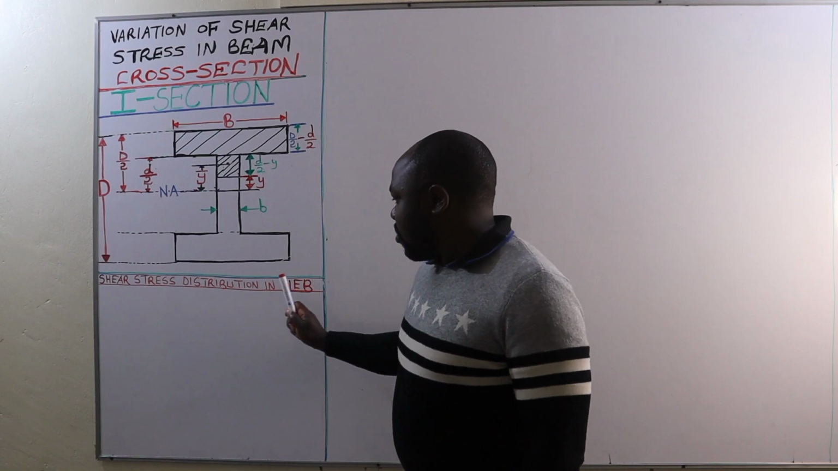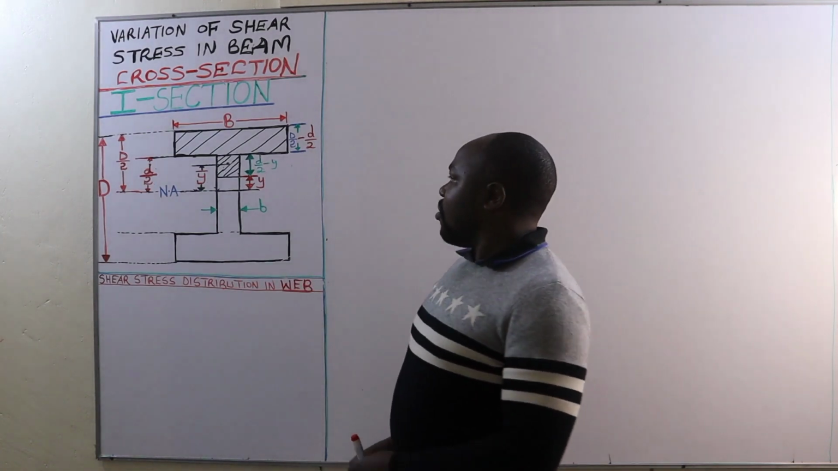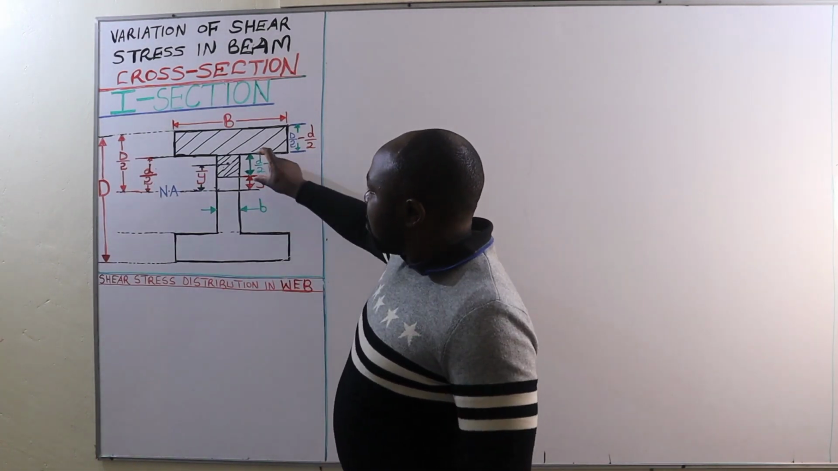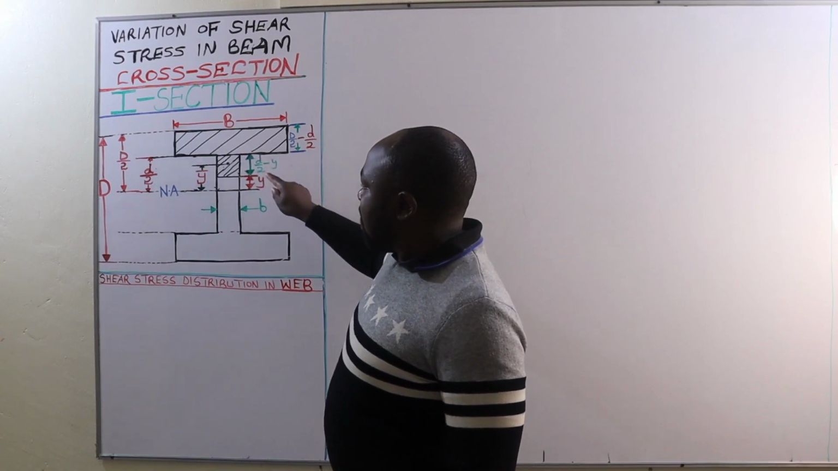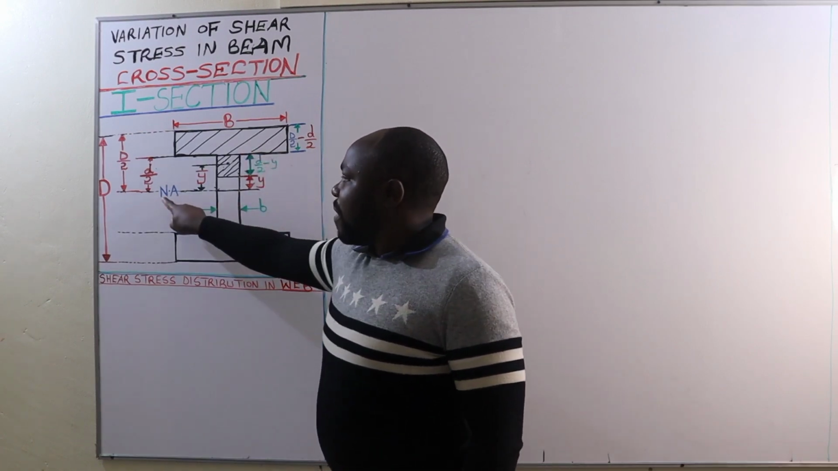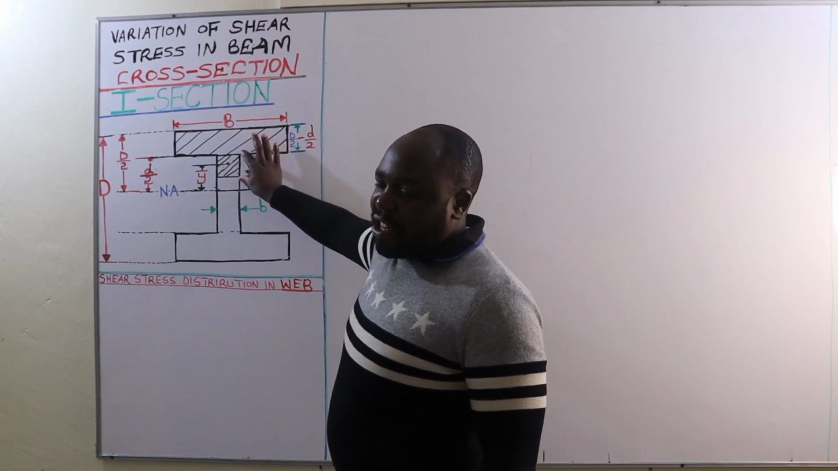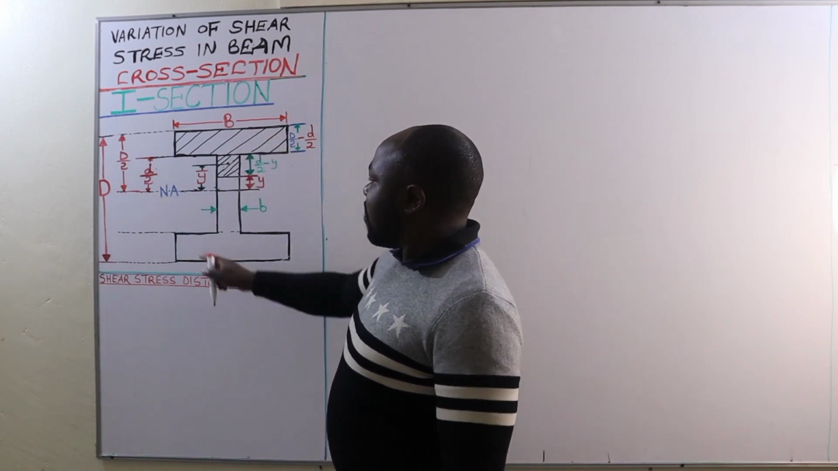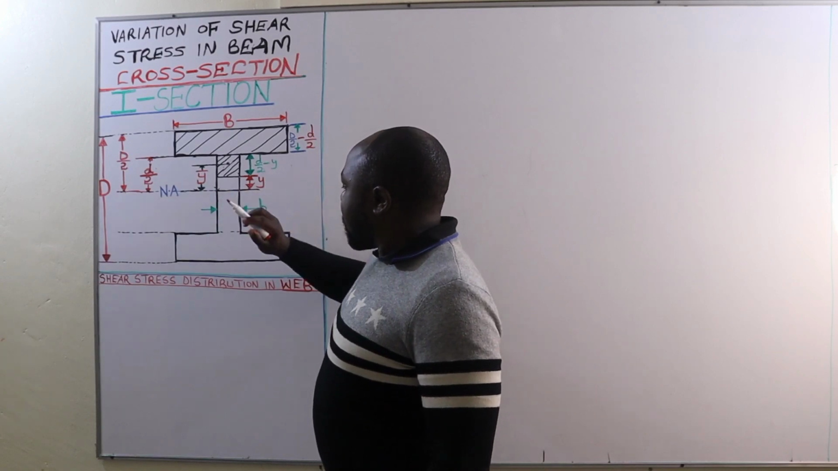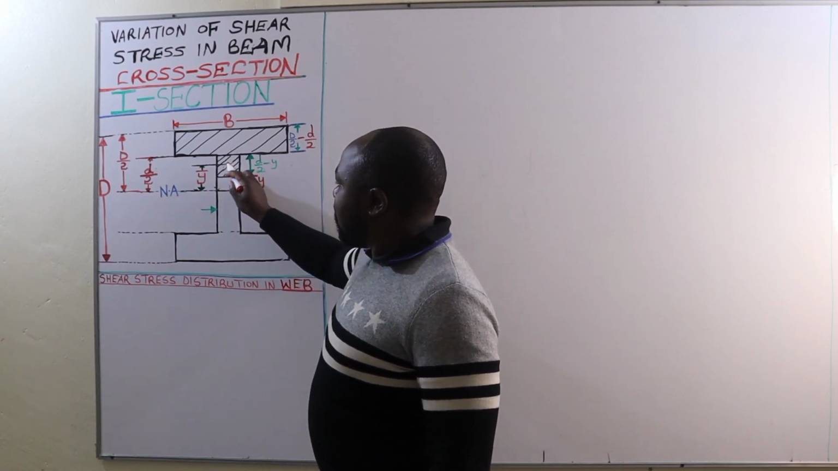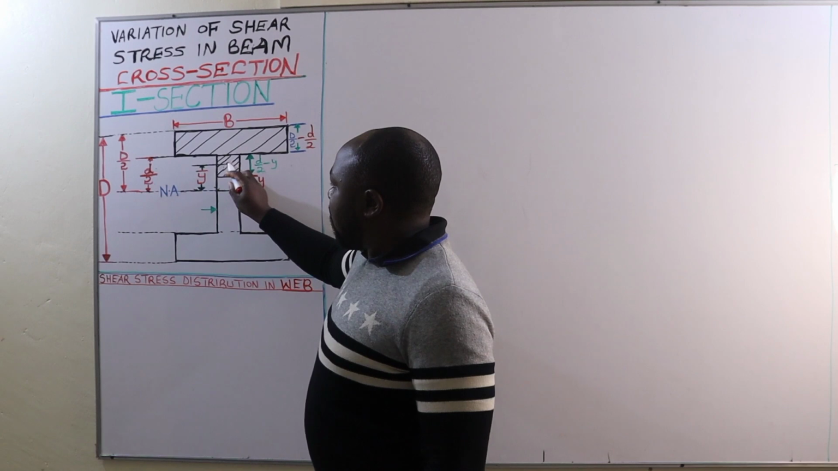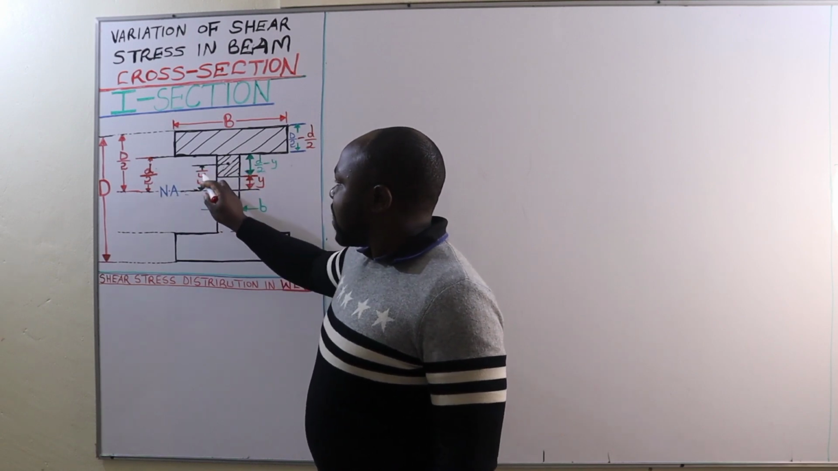Shear stress distribution in the web. Now, consider a web section that is at a distance y from the neutral axis. This shaded web section, whose distance from the neutral axis is y. The center of gravity of this shaded web section to the neutral axis is bar y.